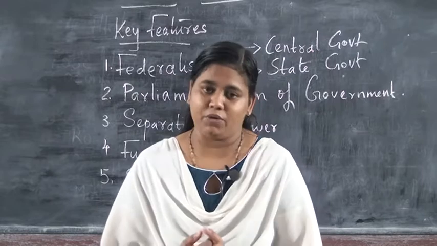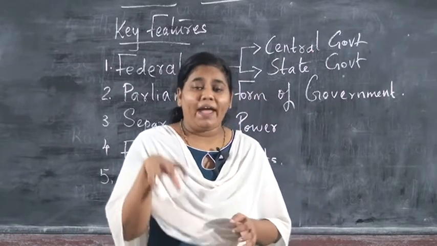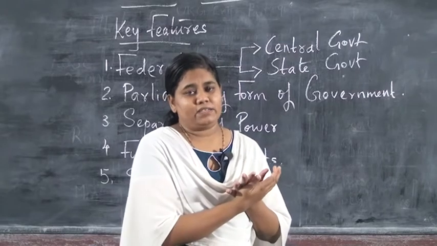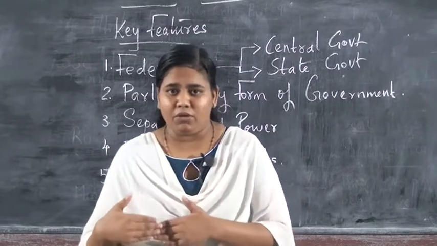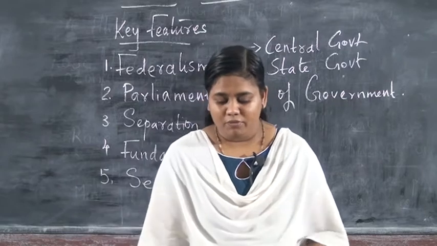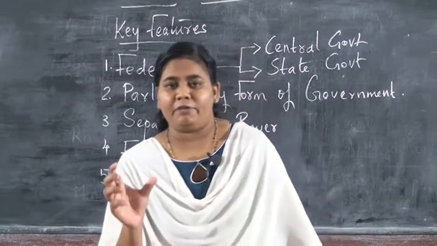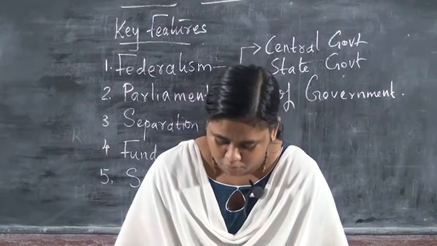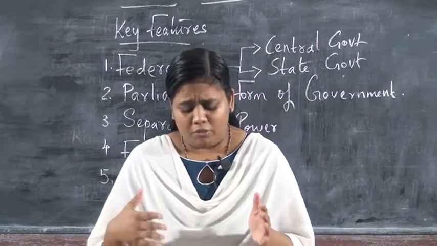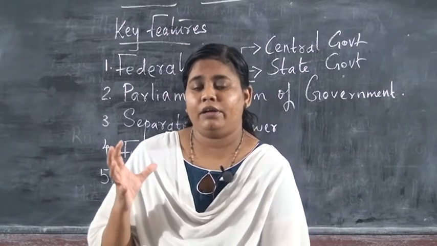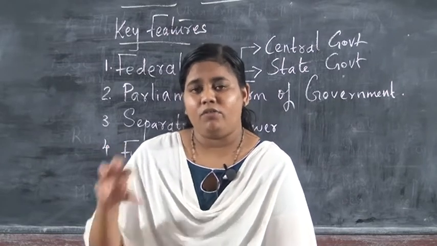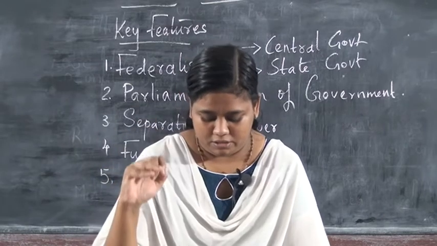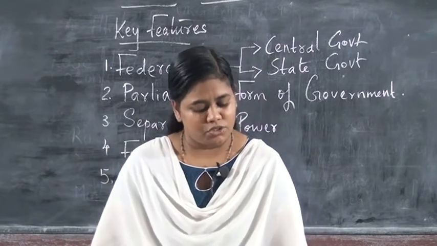Another one was executive. Executive means law enforcing body. Whatever law is made by the legislature is enforced by the executive. And judiciary is the law interpreting body, our courts. That was the law interpreting body. So the power for governing the democratic country was divided into three groups. That was legislature, executive and judiciary.